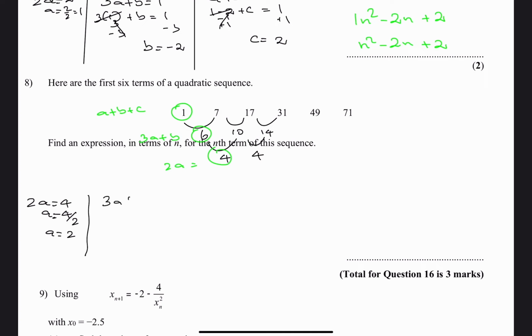Next formula. 3a plus b is 6. So 3 bracket 2 plus b equals 6. 3 times 2 is 6. How do we get rid of 6? Take away 6, take away 6. That can cancel. b is equal to 6 minus 6, which is 0.